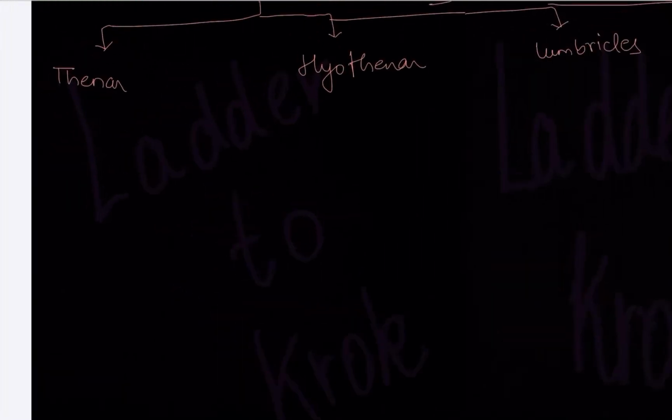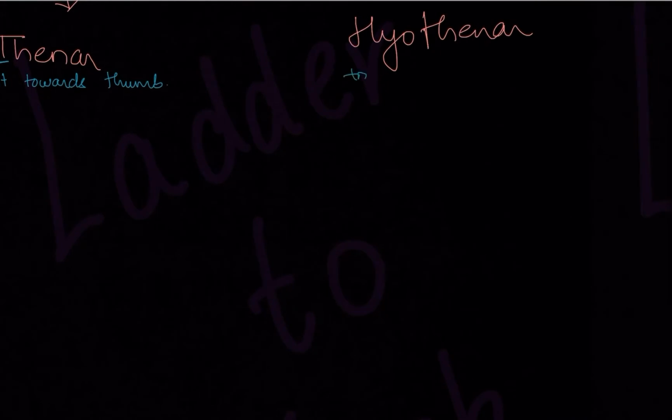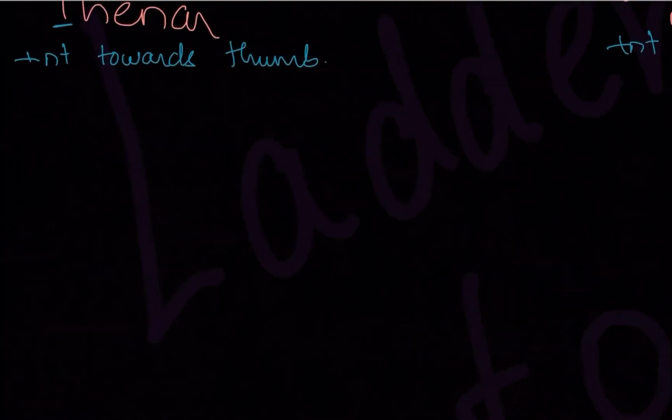Now thenar, first of all, know where it is present. It is present towards the thumb. T for thenar, T for thumb. So it is present towards your thumb side. Hypothenar is present towards your little finger.